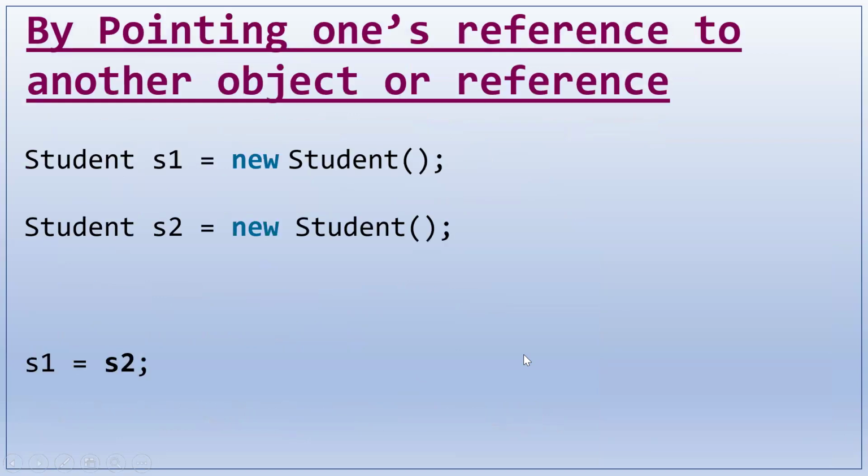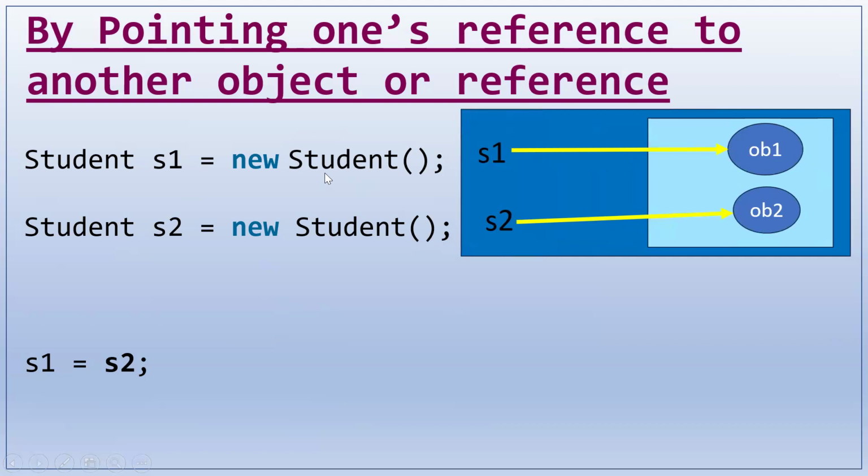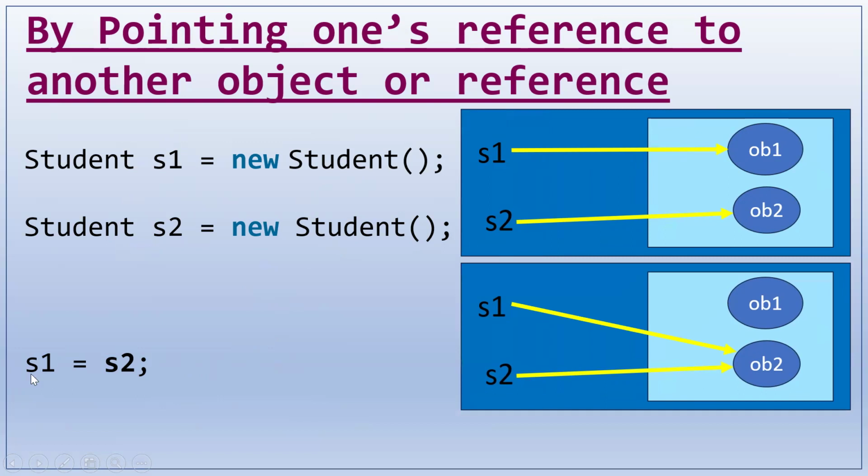Now the next way is by pointing one reference to another object reference. For example, here I am creating two objects. I created this object pointed by the S1 reference, and another object pointed by the S2 reference. Now in my next line, I write S1 equal to S2. S1 is a reference and S2 is a reference, but writing S1 equal to S2 means S1 will now point to the same object which is pointed by S2. When S1 points to the object pointed by S2, object 1 will be free, meaning it is no longer pointed to by S1. So this OB1 object will be eligible for garbage collection. These are the three ways which can make your object eligible for automatic garbage collection.